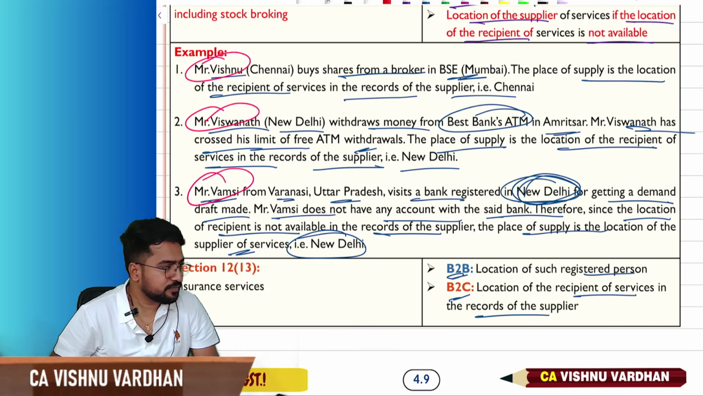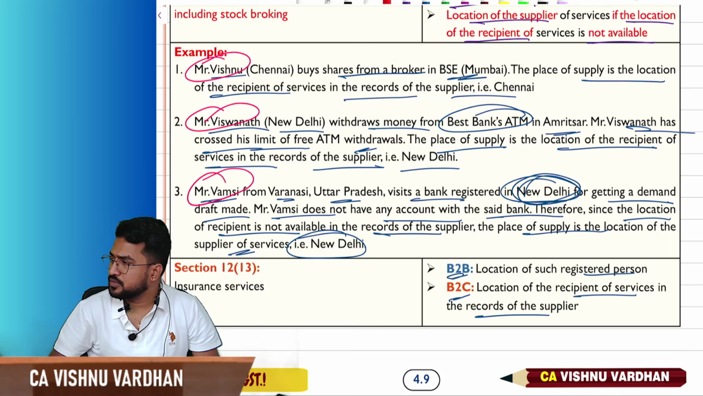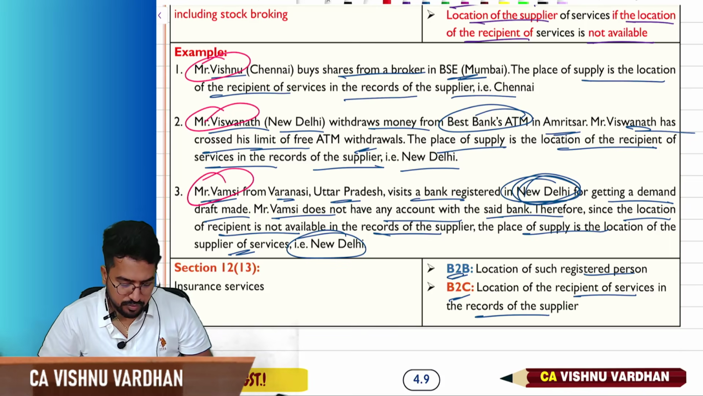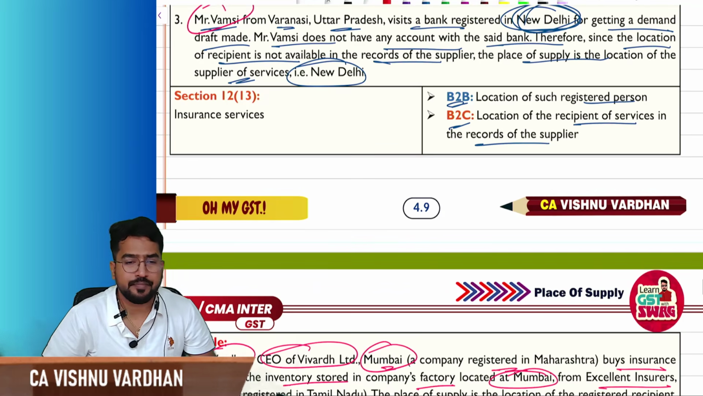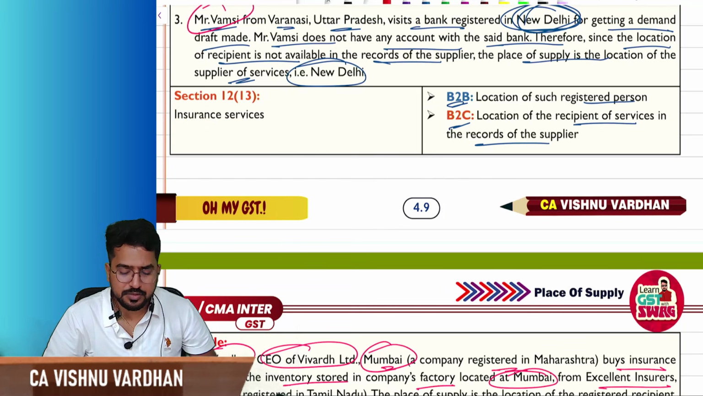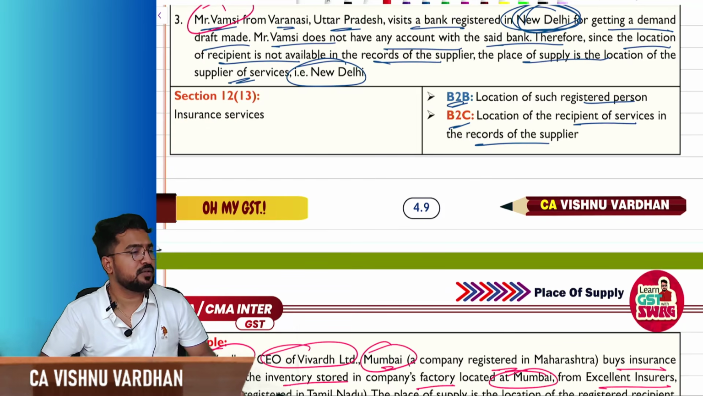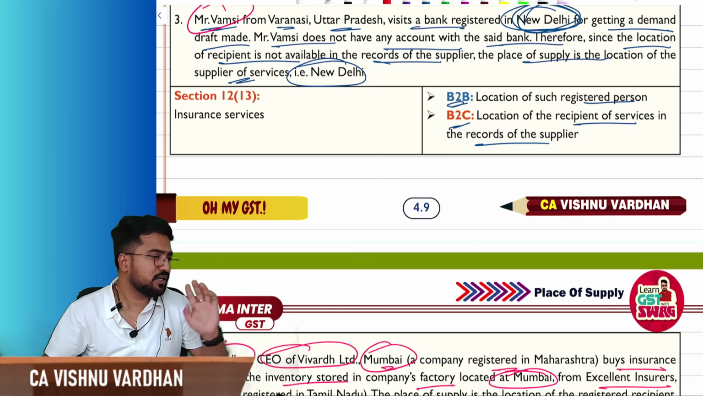Shall we proceed? Yes, next one. What is next one? There itself you have 12 subsection 13. It is related to insurance services. With respect to insurance services, what is the place of supply? B2B or B2C? B2B, registered address.